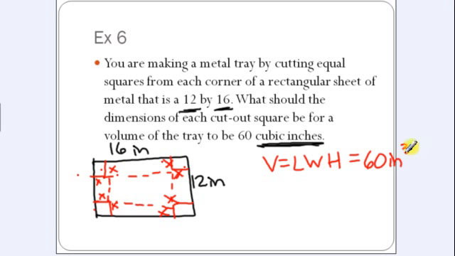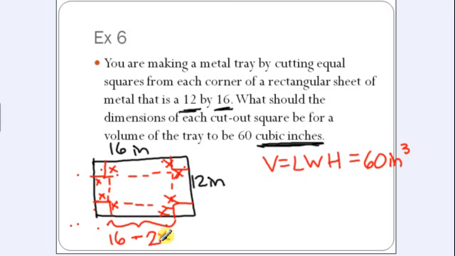Well, let's look at our length. The length of our box would be from here to here. So that would be the total length of 16 inches minus what I'm cutting out from this side and this side. Well, that would be x from this side and x from that side. So we have 16 minus 2x.